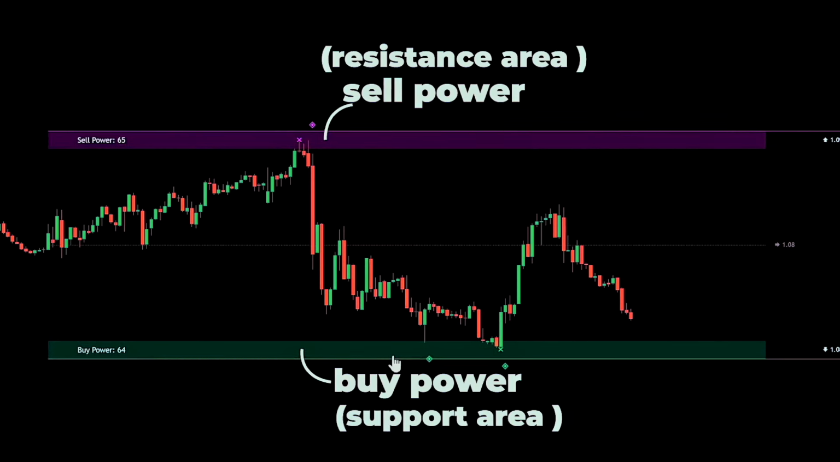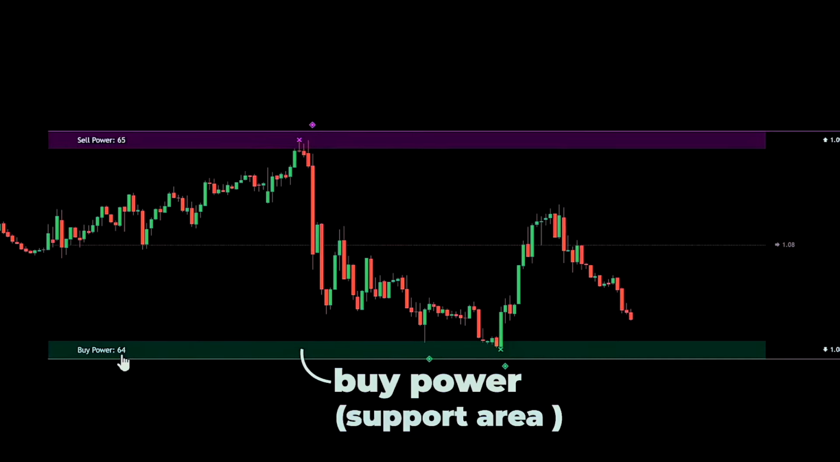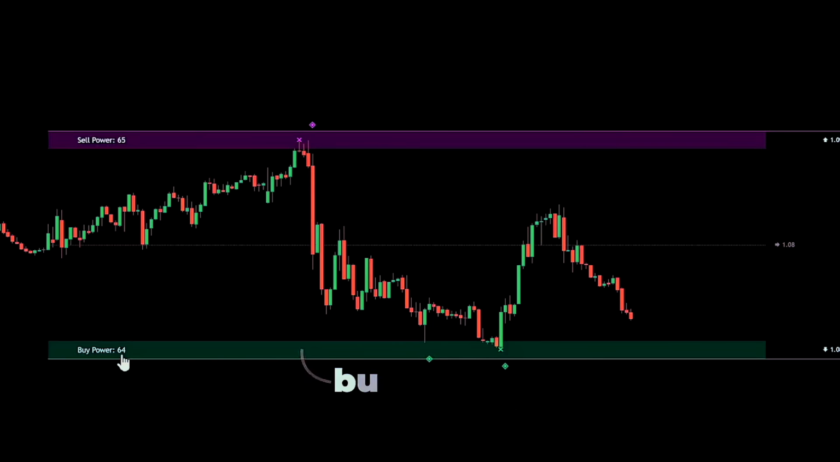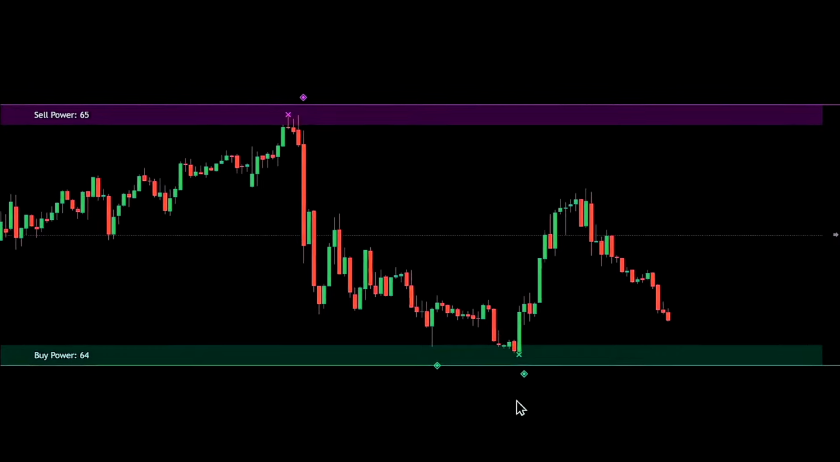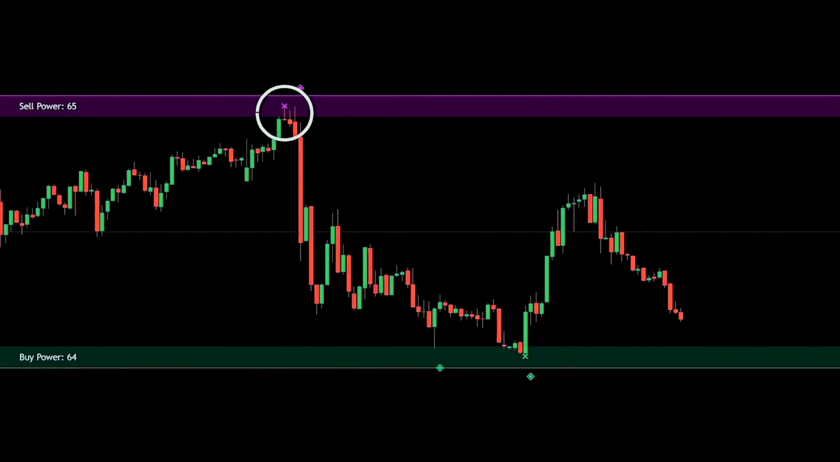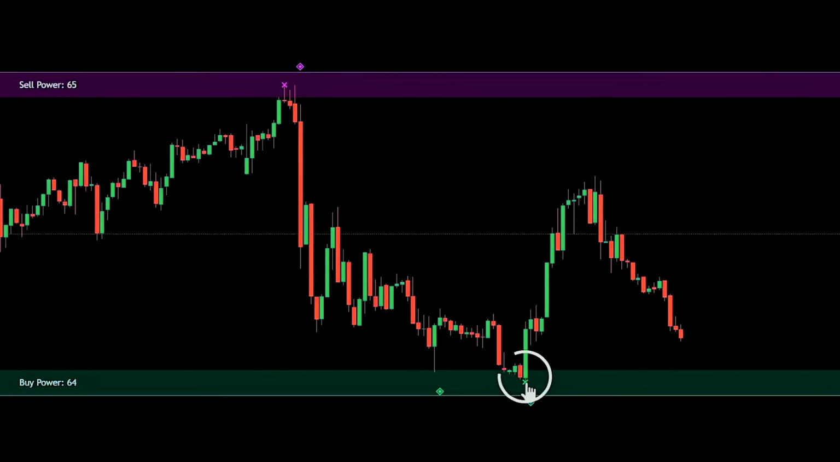Here's how it works. Within that upper pink zone, the indicator calculates the selling pressure by counting the number of bearish candles. In the lower green zone, it does the same for buying power by measuring bullish candles. This gives you a real sense of how strong buyers or sellers are at those key price levels. You'll also notice little X marks that highlight the highest and lowest prices within the channel. Their values are often displayed at the end of the channel for easy reference.